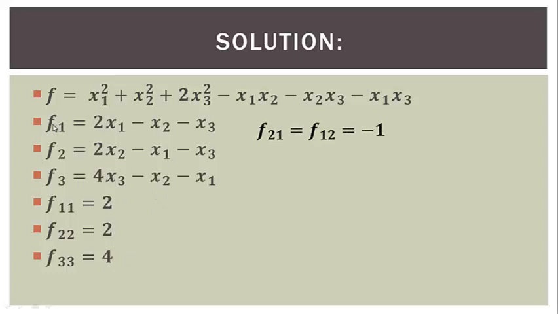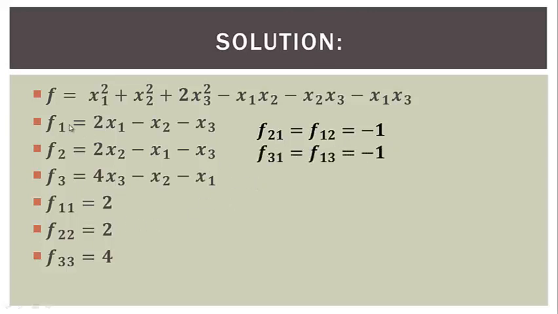Differentiating this one with respect to x2, that will give us f21. With respect to x2, that will give us minus 1. Or if you differentiate this one with respect to x1, that will give us f12. And the derivative with respect to x1 will be equal to minus 1. So f21 is equal to f12 equals minus 1.